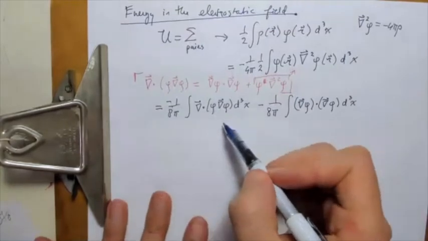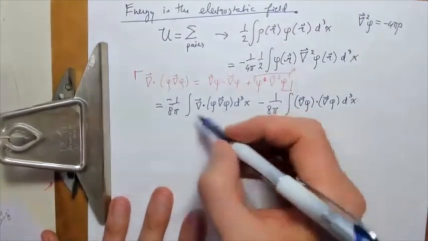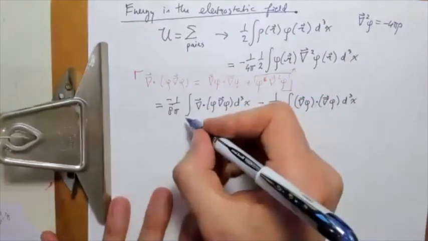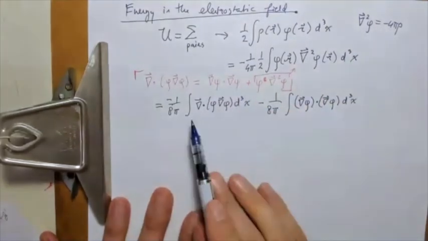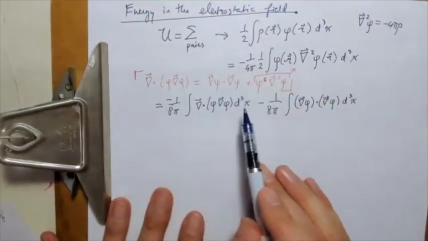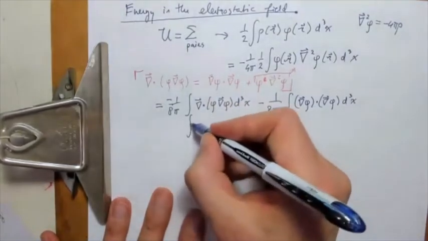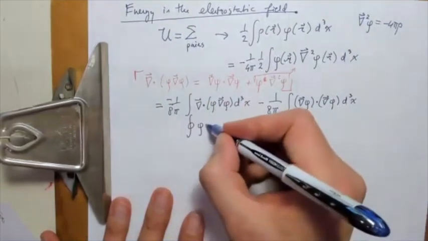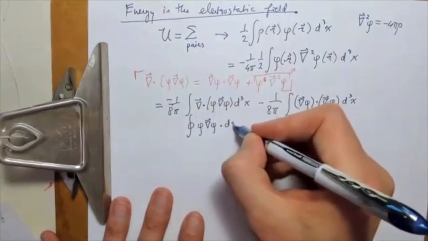Now this term looks a little funky, but we can change this using Green's theorem, because this is the volume integral of the divergence. You can change that to a surface integral. So that becomes a surface integral of phi d phi dotted with the normal.